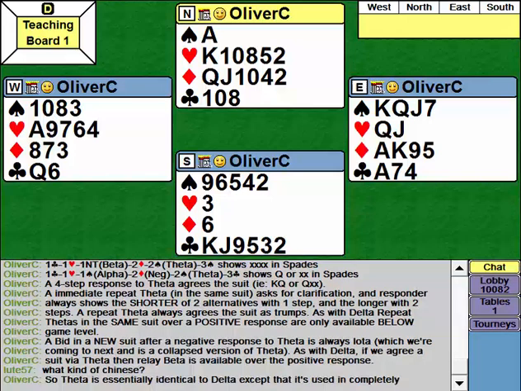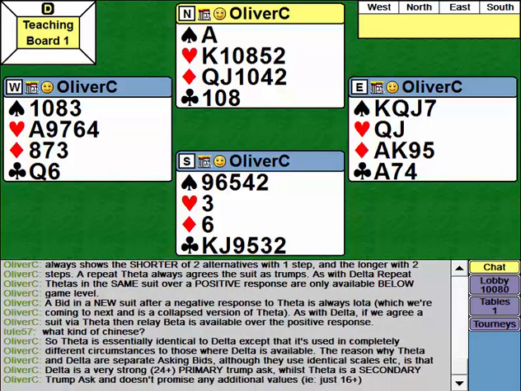So, Jason and I decided that we needed to keep delta and theta thematically separate, because delta is always 24 plus in principle, and it's a primary trump ask. In other words, it can be used to kick off an asking bid sequence. But theta is a secondary trump ask, certainly in the simple system, and it doesn't promise any additional strength.